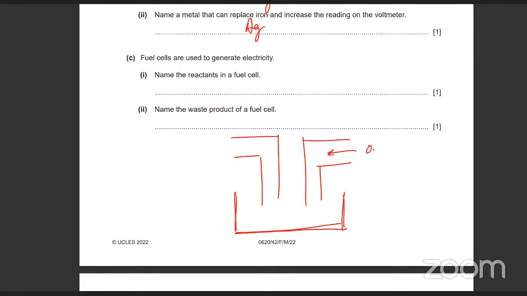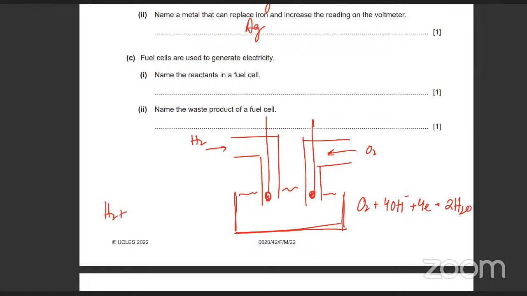It's got oxygen gas and hydrogen gas coming in. And there's a platinum electrode and there's a platinum electrode over here as well. Some dilute acid or alkali is added. Now what happens is that the oxygen reacts with the OH ions in the water, gains 4 electrons, ends up forming 2H2O. And the hydrogen reacts with 2 OH ions and ends up producing electrons. So on one side, electrons are being produced, and on the other side, electrons are being used up.